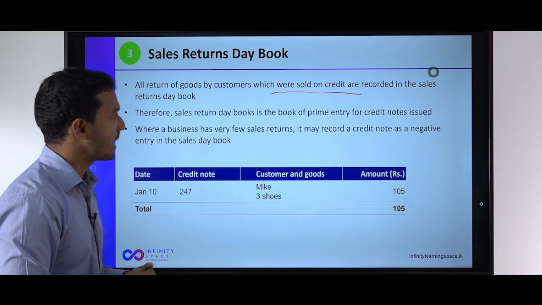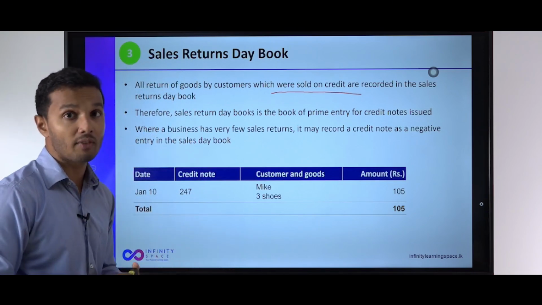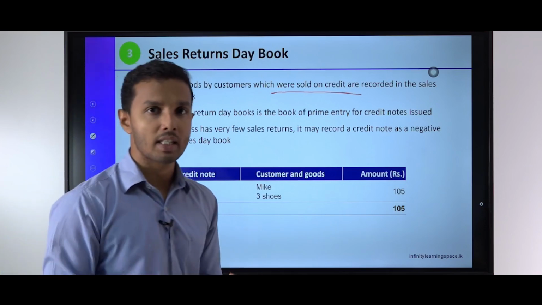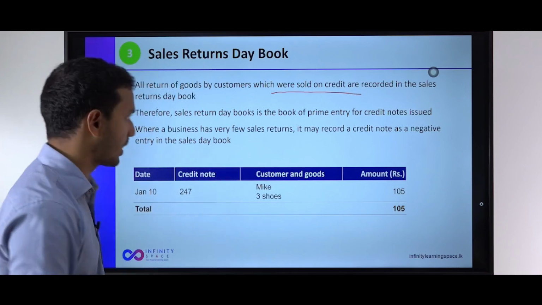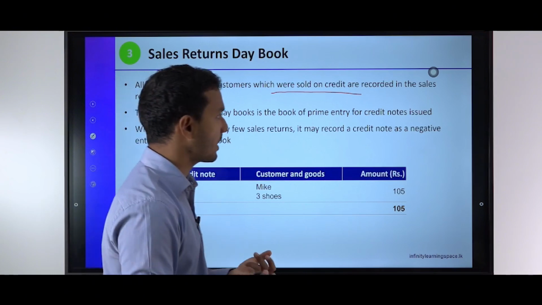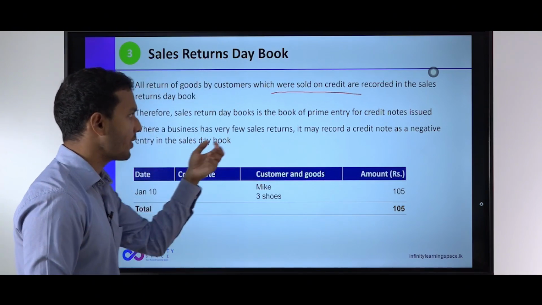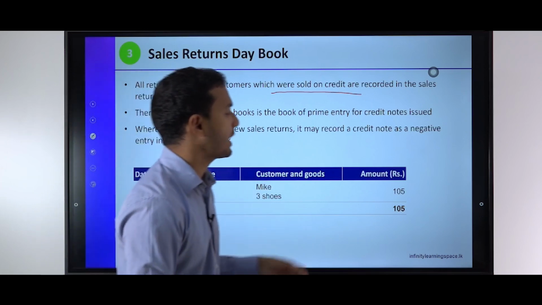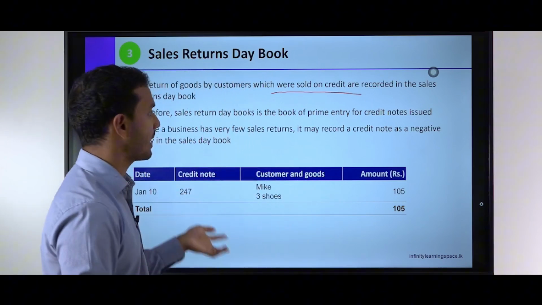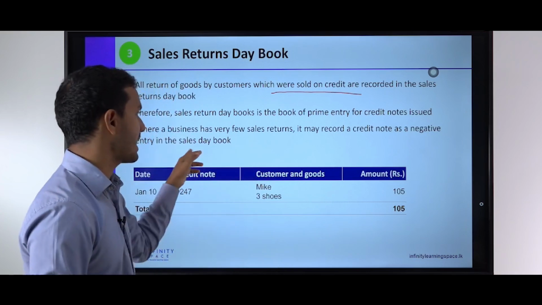Therefore, sales return day book is the book of prime entry for credit notes issued. So when there's a sales return, we know the supplier or the business will have to issue a credit note. Where a business has very few sales returns, it may record a credit note as a negative entry in the sales day book. So if there are only very few sales returns, the business might not have a separate sales return day book, but record the credit notes as a negative entry in the sales day book itself.